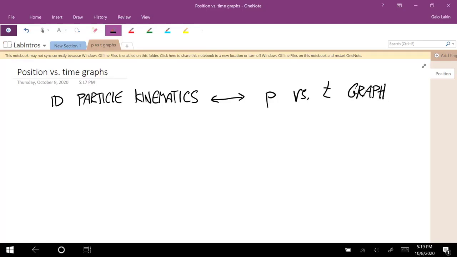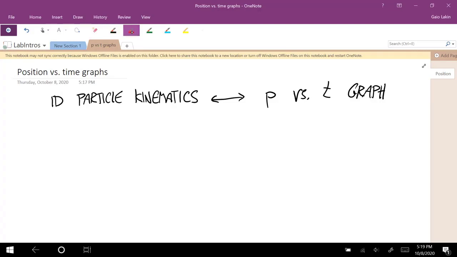And what we're going to want to be able to do by the end of this is see a motion and estimate what the position versus time graph would look like, and going the other direction too, to look at a position versus time graph and be able to read off of it what's happening with the motion.